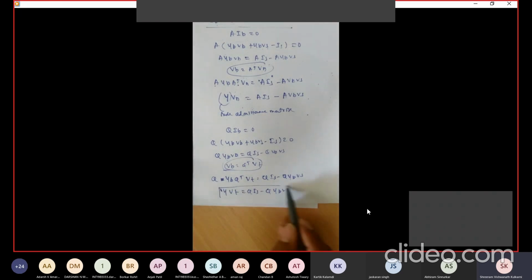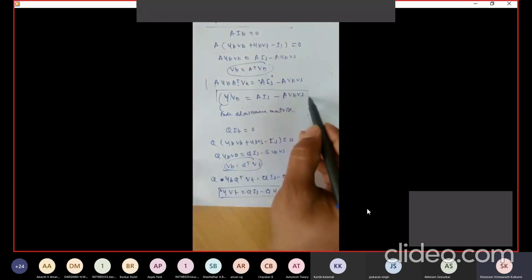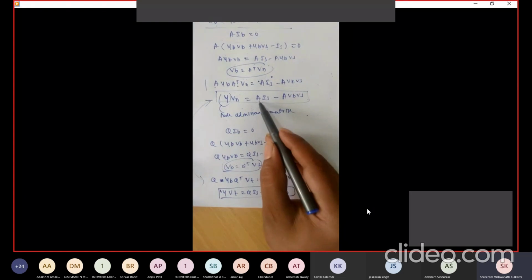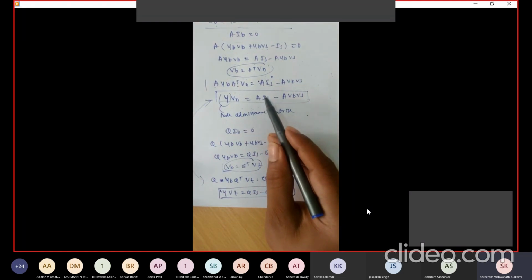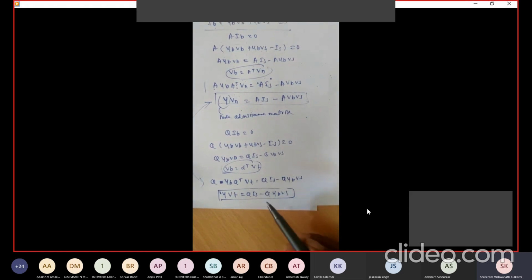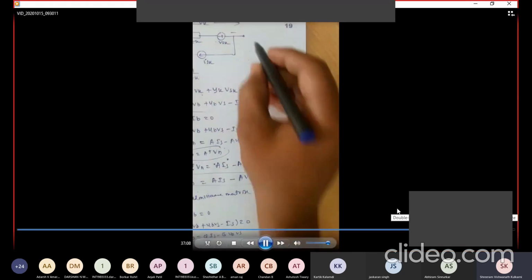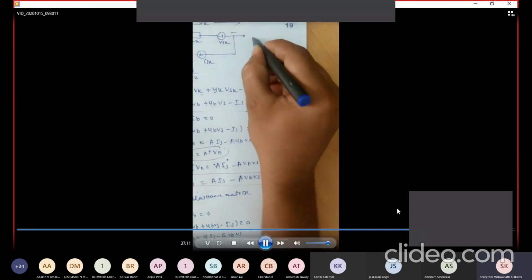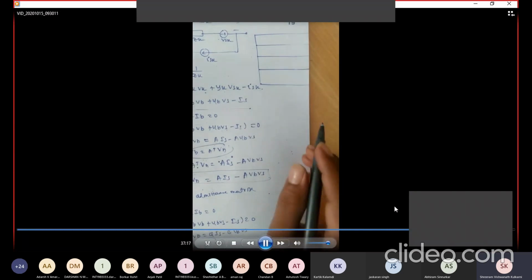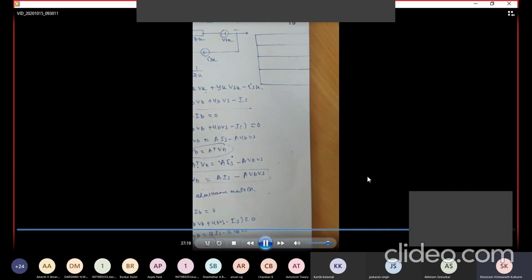We can see from here and from here the equations are the same, but here is for the fundamental incidence matrix, and this one is for the fundamental cut set matrix. These are the KCL equations. Here one thing to remember, we need to remember this.